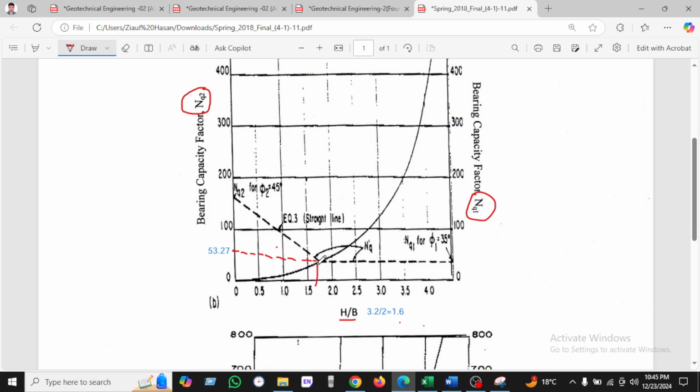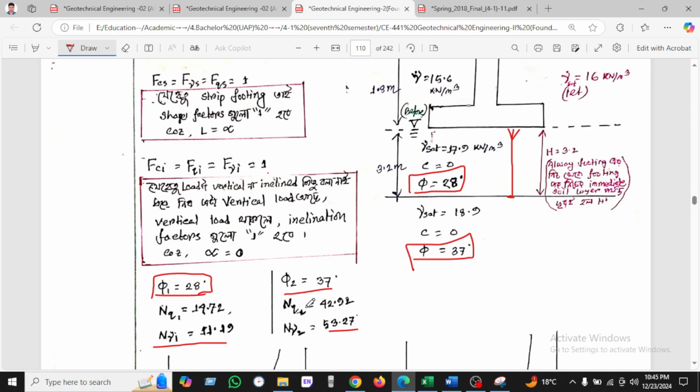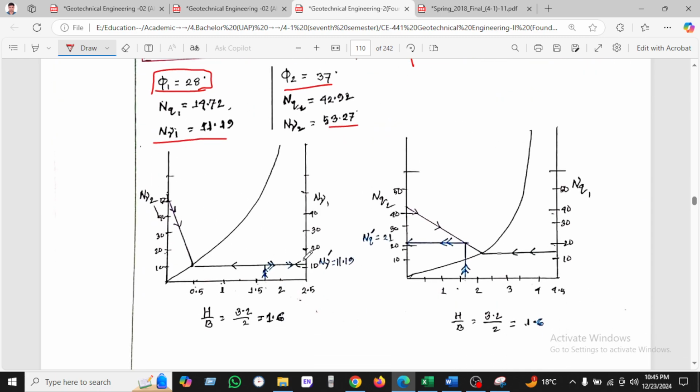1.6 is here. So in this way we will go here, and the dotted line intersects with this, and this value will be used here. So this is the schematic diagram we have seen.